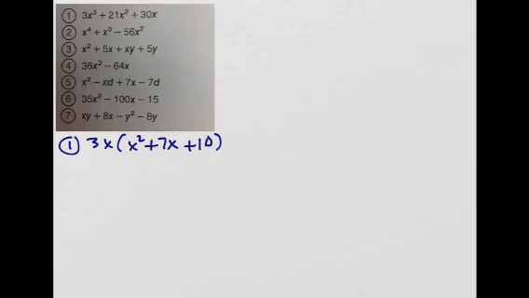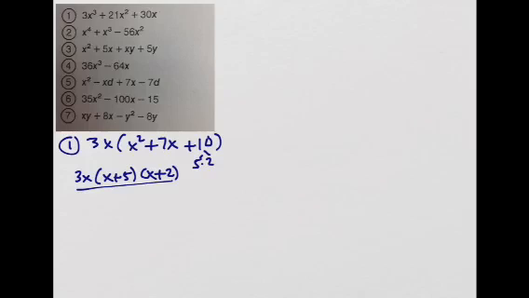And then you look in the parentheses, and that's a trinomial. So you look for factors of 10 that add up to 7. Okay? So factors of 10 that add up to 7 are 5 and 2. 5 times 2. So now I just rewrite 3x, and then x plus 5, and x plus 2. So there's the answer for that.